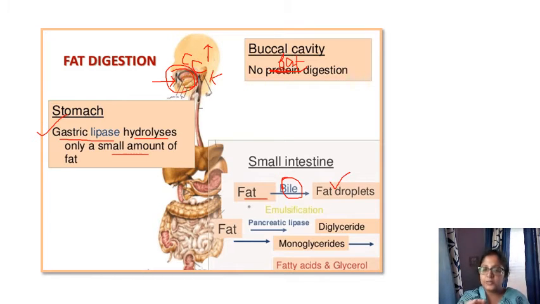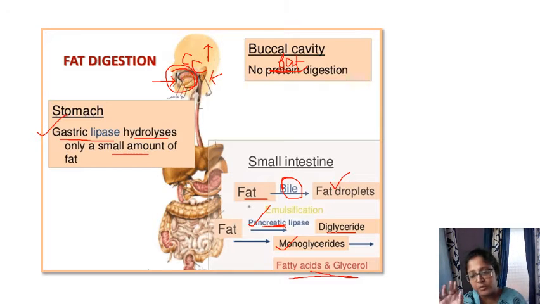Okay, so fat, with the help of this bile, is emulsified and forms small fat droplets on which the pancreatic lipase acts. So on the emulsified fat the pancreatic lipases act and form the diglyceride. On it again the pancreatic lipases act, forming the monoglyceride and ultimately fatty acid and glycerol. In the previous slide I showed you the fatty acid and glycerol. In that form the fat gets absorbed into our body.